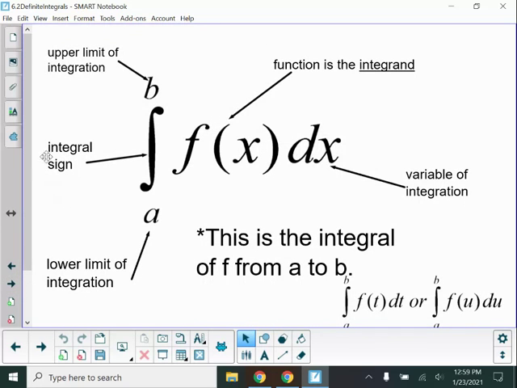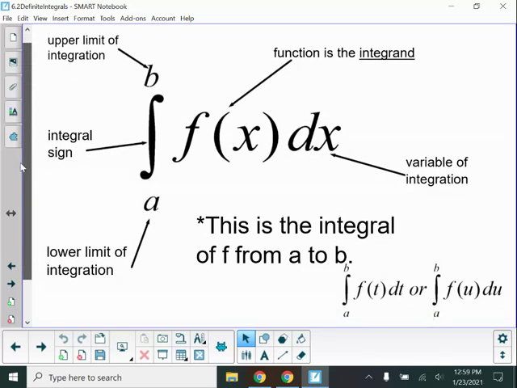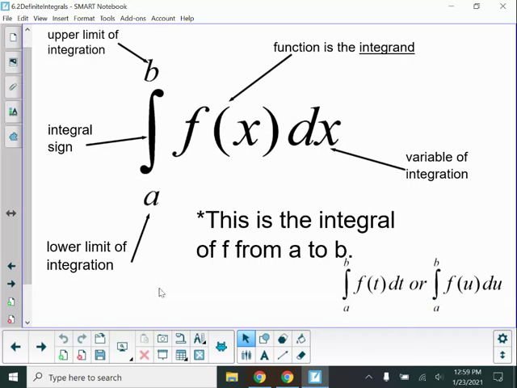So here's some important things about the integral. This was the same integral that was on the previous page. The a at the bottom is what we consider the lower limit of integration. So that's going to be where you're starting. The b is the upper limit, and then that stretched out s-looking thing, that is the integral sign.